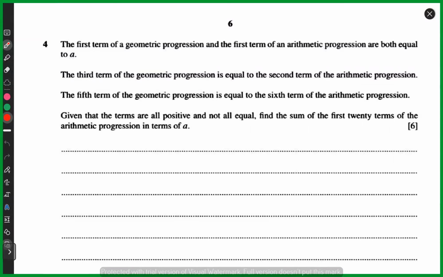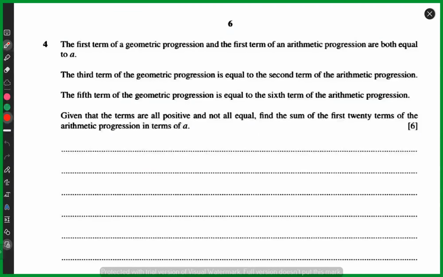The first term of a geometric progression and the first term of an arithmetic progression are both equal to A, right? So both the progressions have the same first term, that is A. The third term of the geometric progression is equal to the second term of the arithmetic progression, so we have some information given. The fifth term of the geometric progression is equal to the sixth term of the arithmetic progression. Given that the terms are all positive and not all equal, find the sum of the first 20 terms of the arithmetic progression in terms of A.